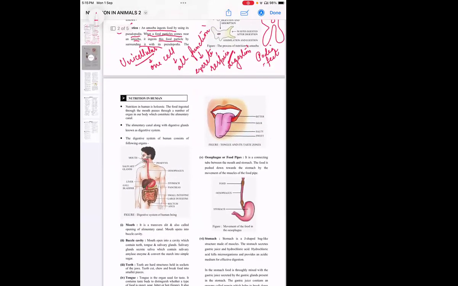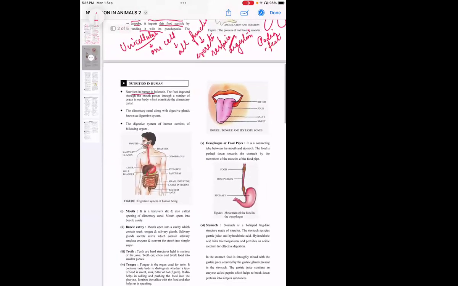Okay, till then we'll go to the next one, nutrition in amoeba. In humans, we follow the holozoic mode. The food ingested through the mouth will pass through a number of organs. So many organs we will be passing it through. The alimentary canal along with the digestive glands is known as the digestive system.